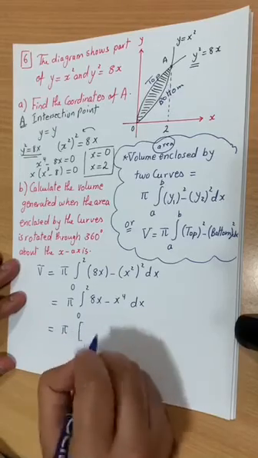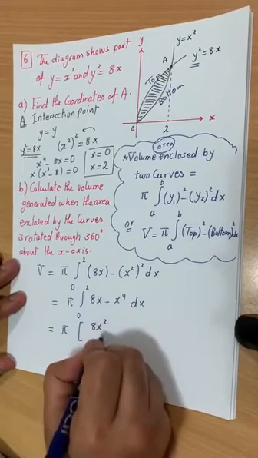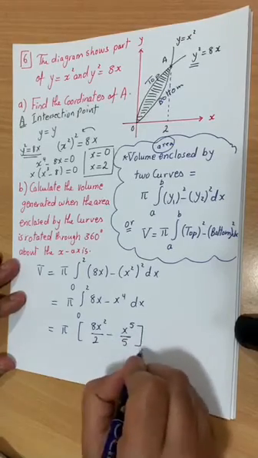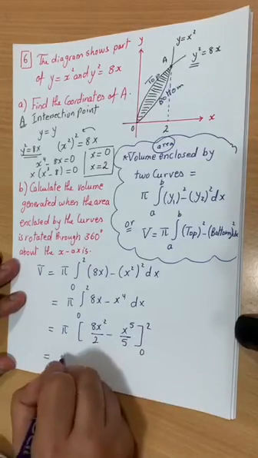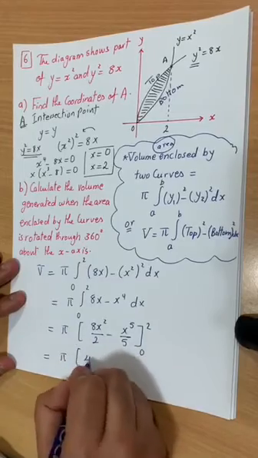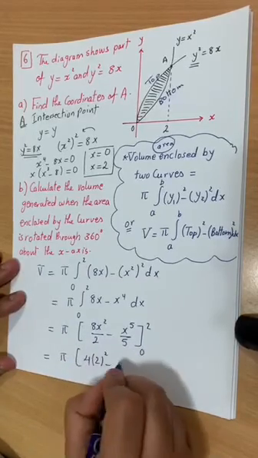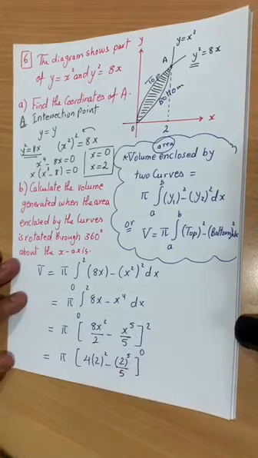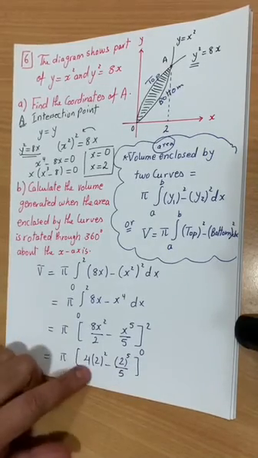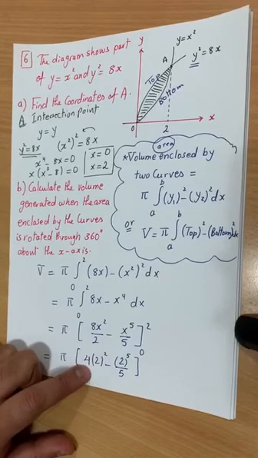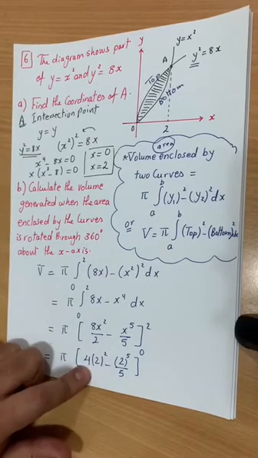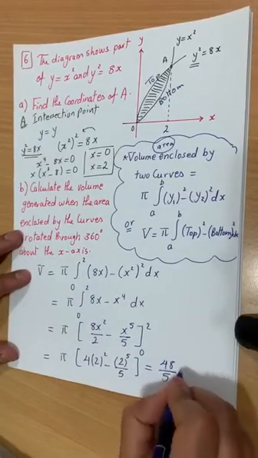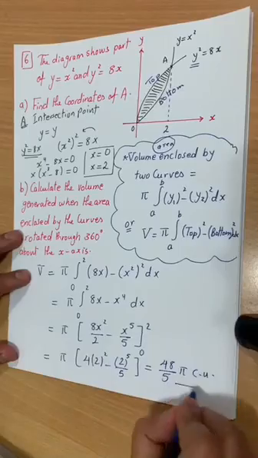Pi integration of 8x is 8x squared over 2 minus x to the power of 5 over 5 from 0 to 2. You have to replace only 2. 8 divided by 2, 4. 2 squared minus 2 to the power of 5 over 5. We can do that using the calculator. First part is 16 minus 32 over 5. And the answer is 48 over 5 pi cubic units. Thank you.